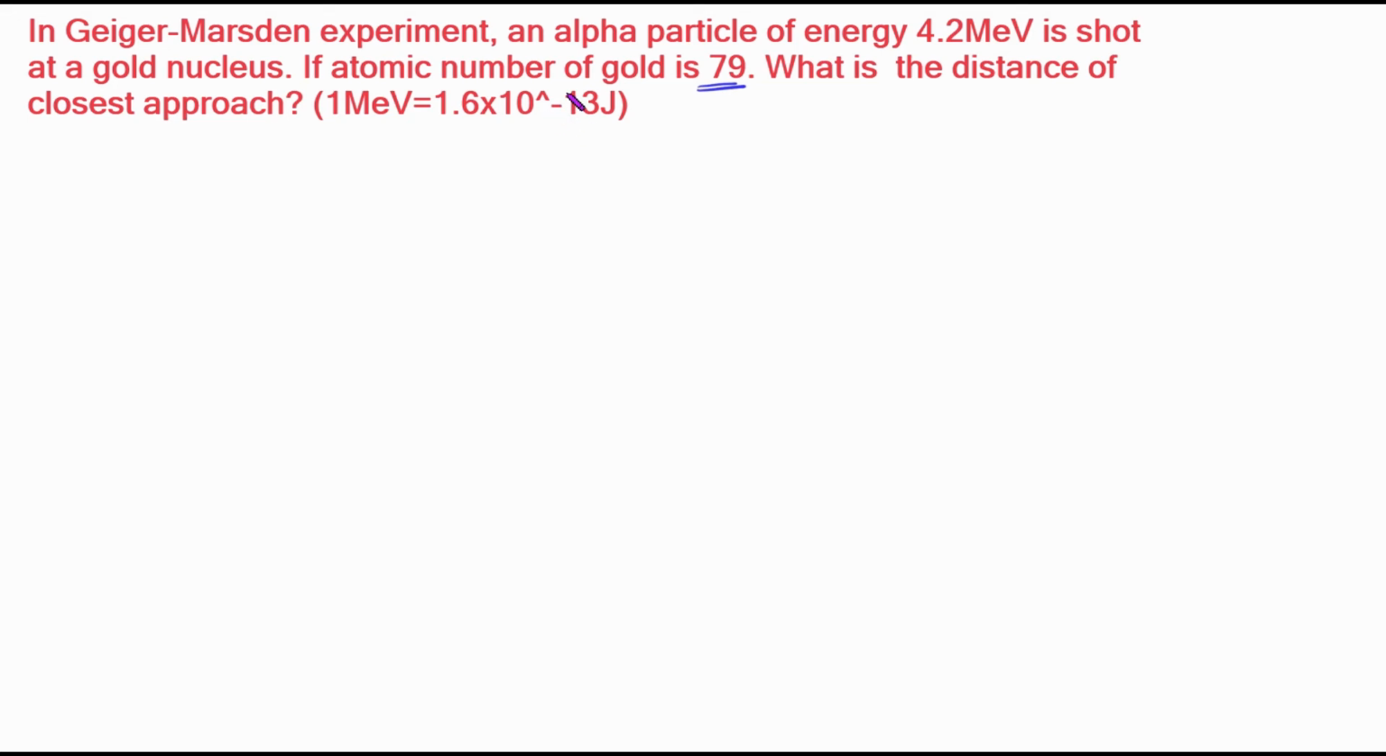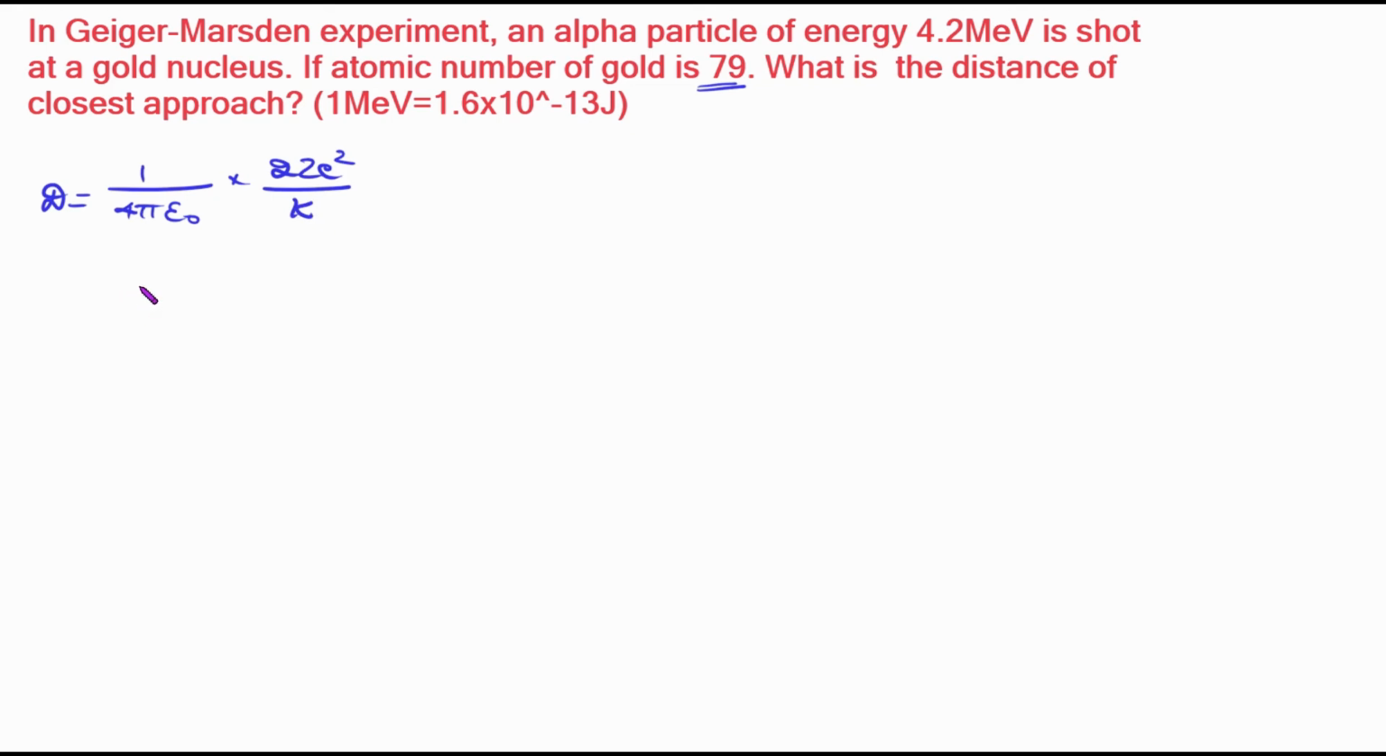So here they are quoting the alpha particle scattering experiment, and the alpha particle energy is 4.2 mega electron volt, and this is shot at a gold nucleus. The atomic number of gold is 79, and you have to calculate the distance of closest approach. We had already discussed the distance of closest approach, and it is given by d is equal to 1 divided by 4 pi epsilon naught into 2 Ze square divided by K.